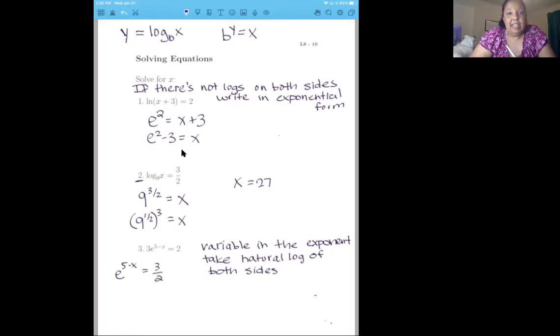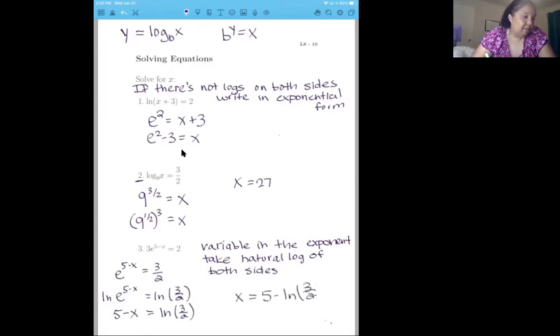Now I'm going to take the natural log of both sides. Natural log of e to the 5 minus x equals natural log of 3 halves. I can bring that 5 minus x out in front, or remembering that natural log is the same thing as base e, so I get 5 minus x equals natural log of 3 halves. So then x equals 5 minus natural log of 3 halves. Why do I have 3 halves? These should all be 2/3 because I did not divide correctly. I apologize.